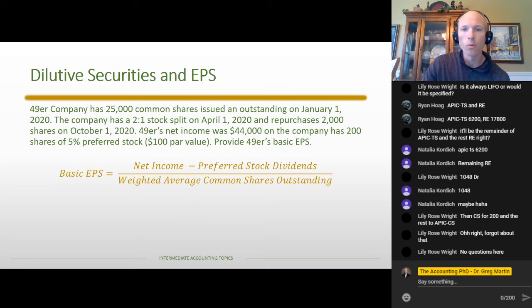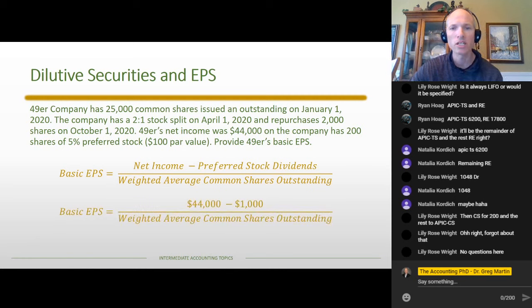And so the formula, hopefully you remember this formula, basic earnings per share is net income minus preferred stock dividends divided by the weighted average common shares outstanding. If you recall, the most challenging aspect of the basic EPS calculation is getting to that weighted average common shares outstanding. So in our example, the net income is given as 44,000, and then the preferred stock dividends, it's just 200 shares. The 5%, remember the 5% preferred stock is always applied to the par value, and so the dividend per share is $5. And so $5 times 200 shares is $1,000, and so that's where we got the $1,000.